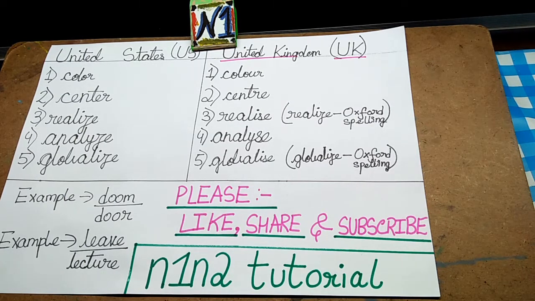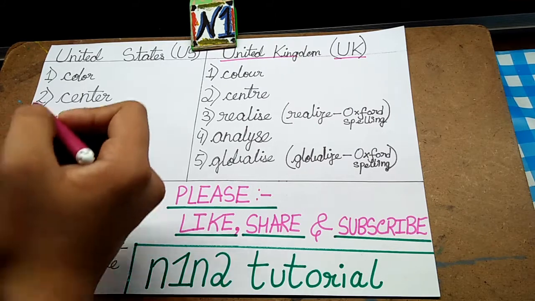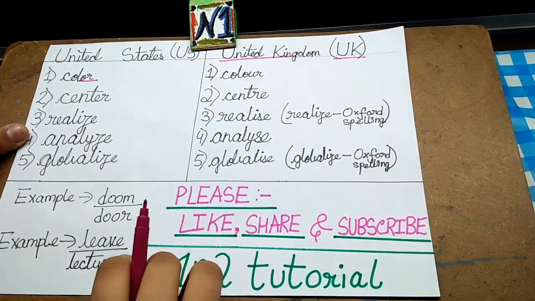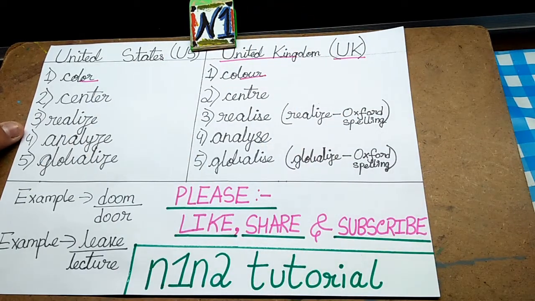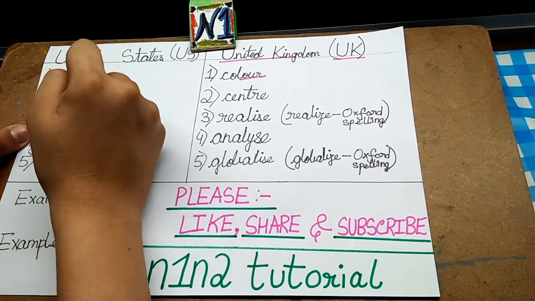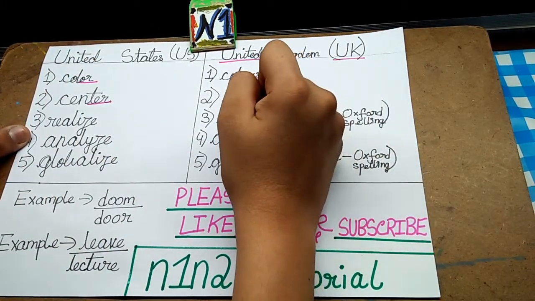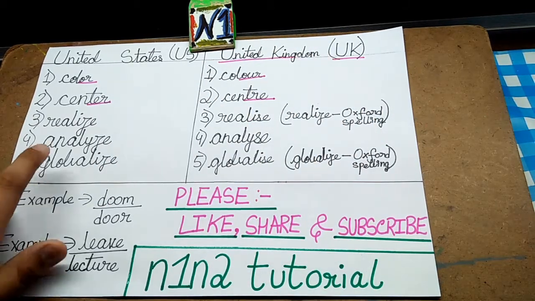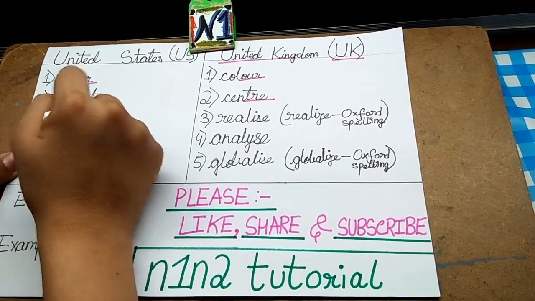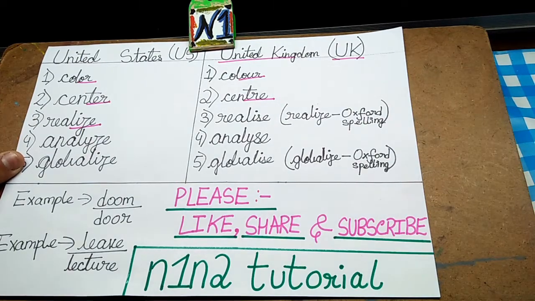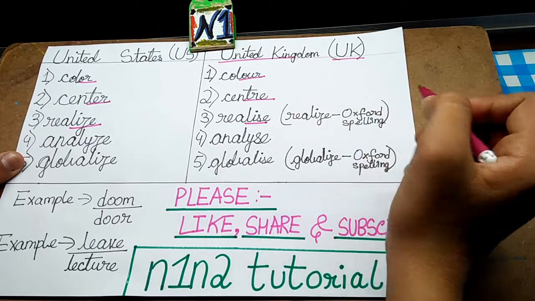So friends, the differences are in the spellings of the words in English. For example, in American English, the word color is written as C-O-L-O-R. And in British English, the word color is written as C-O-L-O-U-R. In American English, the word center is written as C-E-N-T-E-R, whereas in British English, it is written as C-E-N-T-R-E. Let's take another example. The word realize is written as R-E-A-L-I-Z-E in American English, and in British English, it is written as R-E-A-L-I-S-E.